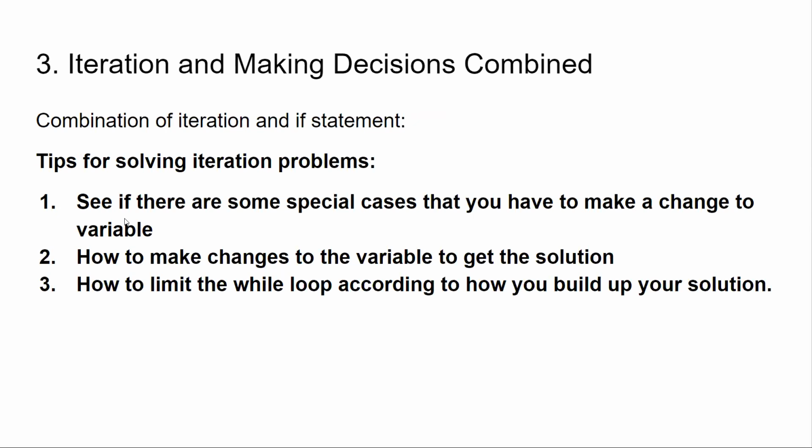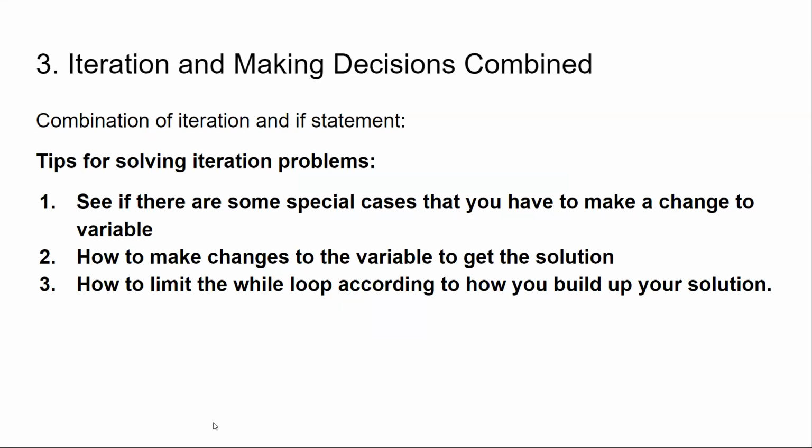And some tips about solving iteration problems. There are 3 steps. First is to see if there are special cases you want to modify, like you have to modify your solution or maybe your variable. Under what situations do I have to modify my data or my variable? For example, I want to modify odd numbers. So if something is odd, I will make a change to it, and otherwise I will not change it.